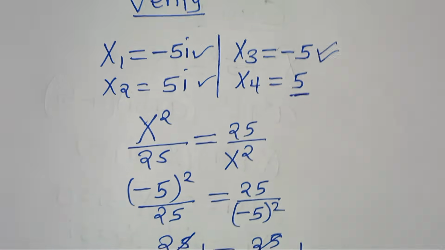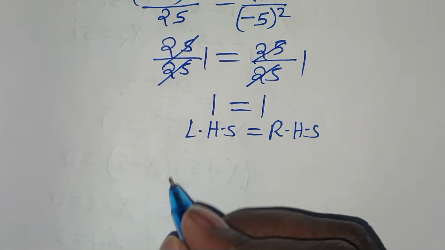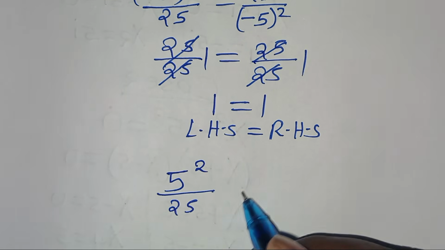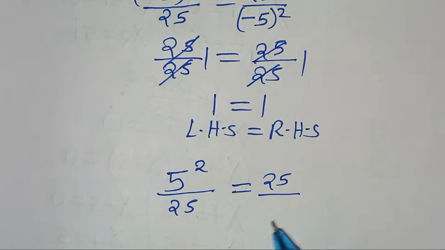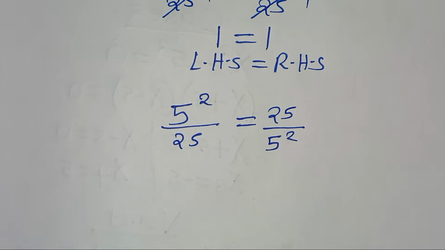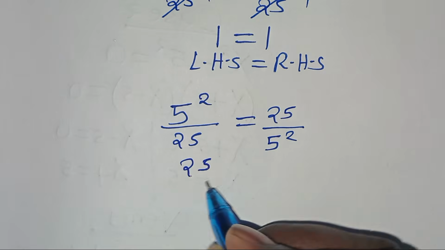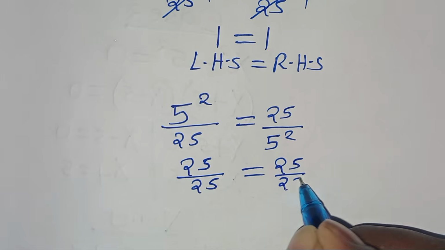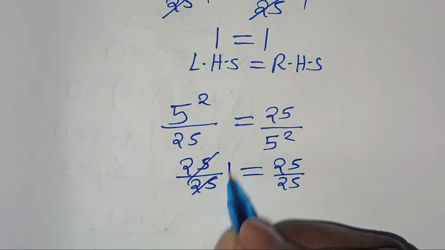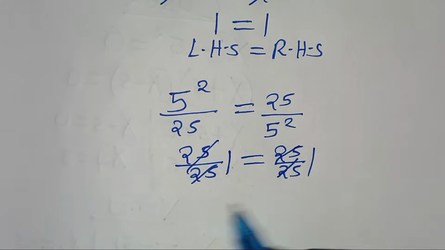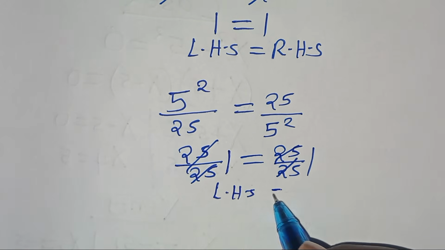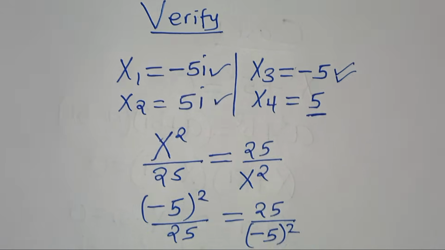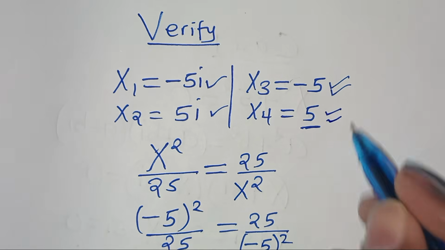So lastly, let's check x4. In this case, we have 5 to the power of 2 divided by 25, which is equal to 25 divided by 5 to the power of 2. So this is the same thing as 25 divided by 25, which is equal to 25 divided by 25. Now if we simplify here, we have 1 is equal to 1. So the left hand side is equal to the right hand side, and this proves that x4, which is equal to 5, satisfies the equation.